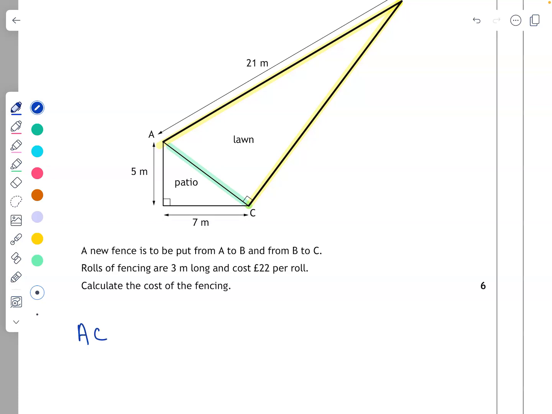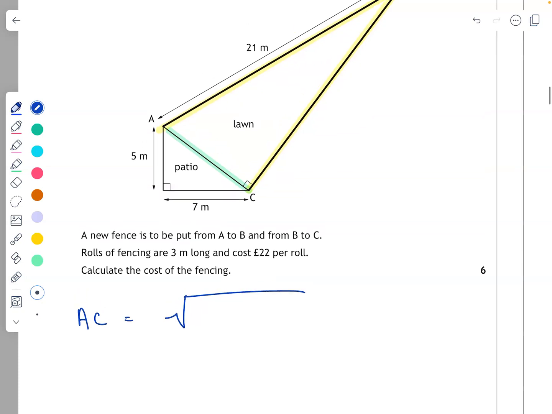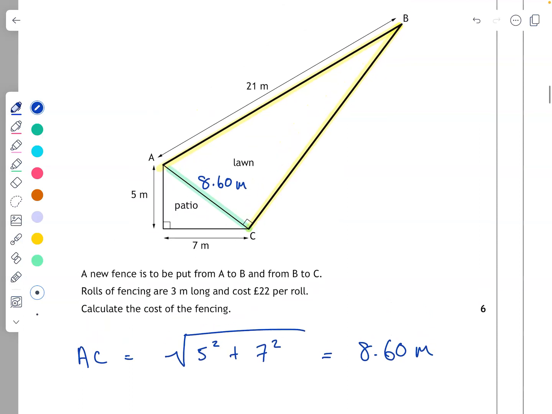So the length AC is equal to the square root of the sum of the squares. Because we're looking for the long edge, the hypotenuse, it's just the other two squares added together. So 5 squared plus 7 squared, the square root of that comes to 8.60 meters. So I can put that in, that's 8.60 meters.